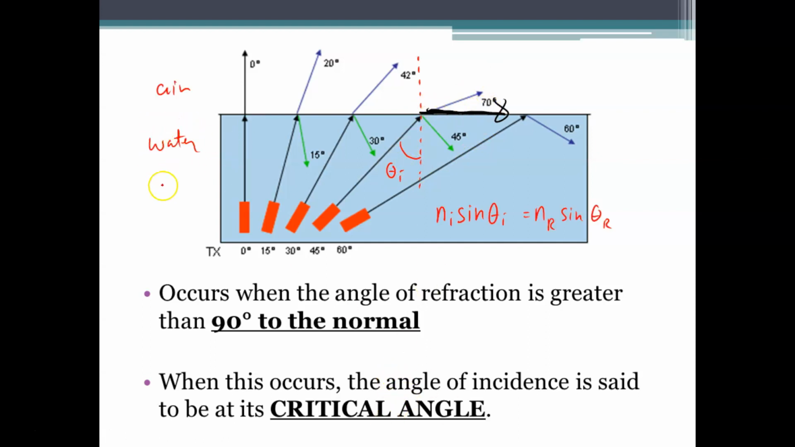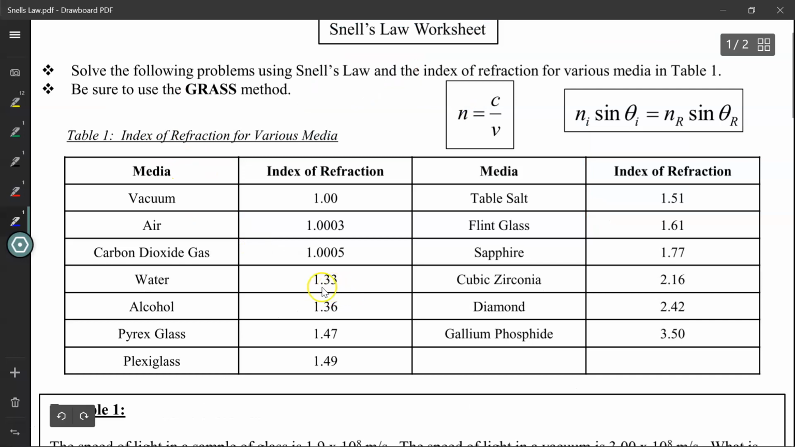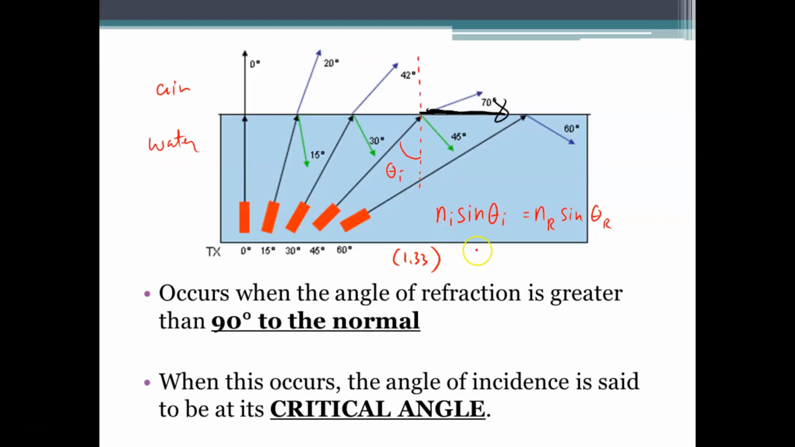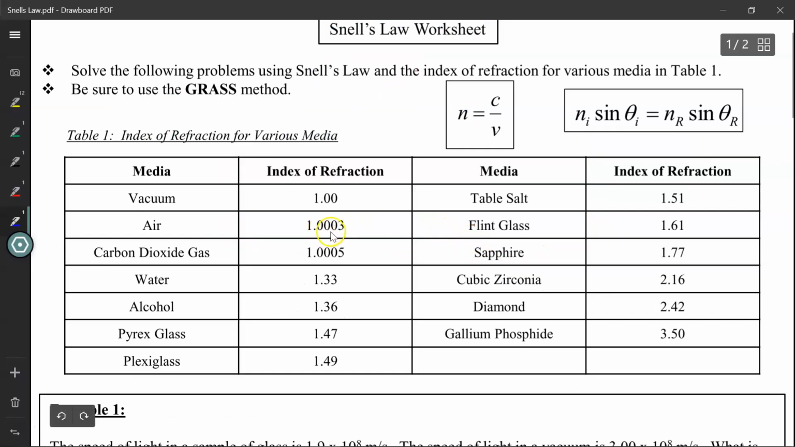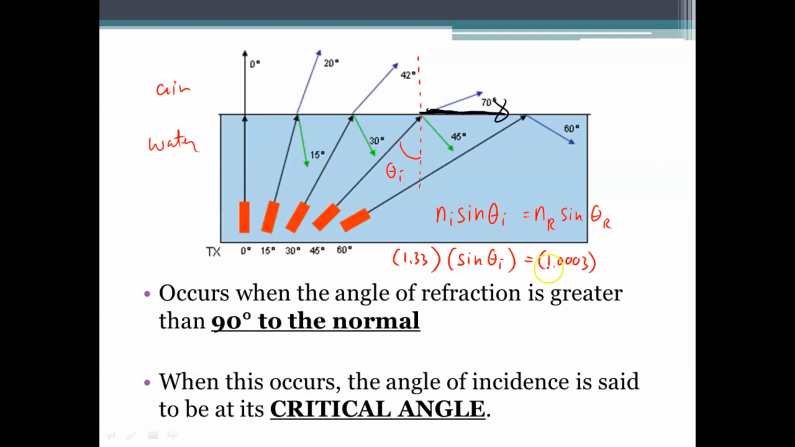So let's pretend I'm going from water into air. What is the critical angle, the theta I, that will cause this to become reflection instead of refraction? Well, since I'm starting with water, I know that Ni must be 1.33, so I'll put that in. Now sine theta I is what I'm looking for. What is this angle that will cause it to reflect instead of refract? Since air is the refraction medium, I know its Nr is for air, and that is 1.0003. Now finally, what is the theta r, the angle that will cause reflection to occur?